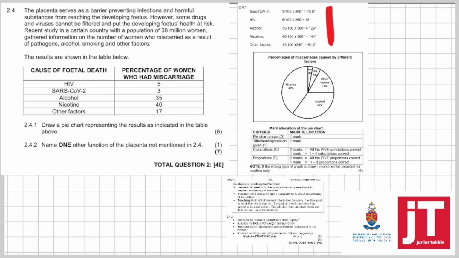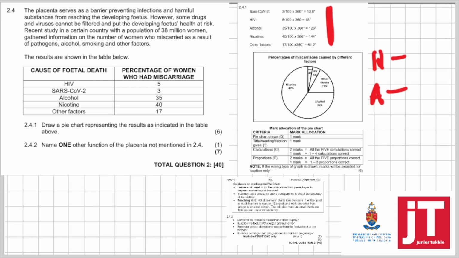Then you plot your pie chart. Here's your heading: percentage of miscarriages caused by different factors. And then I would not write the letters in there, but this is the memo. I would use a key and write maybe N for nicotine on the side. Then you have A for alcohol. And then you don't write percentages in the pie chart. So here teachers will have a little transparency made to mark and put the sectors over the pie chart. So you've got marks for the type of the graph, the pie chart, the calculations, and the proportions.